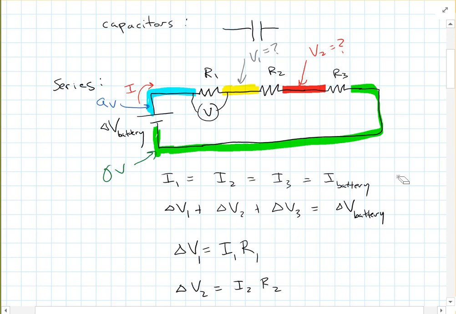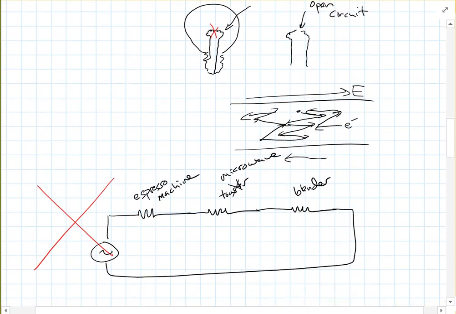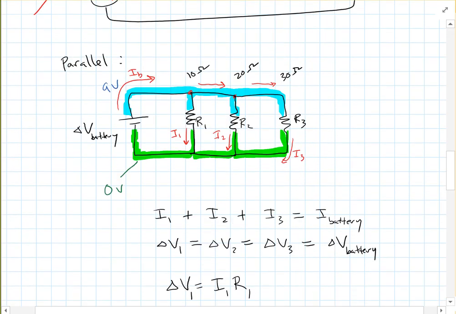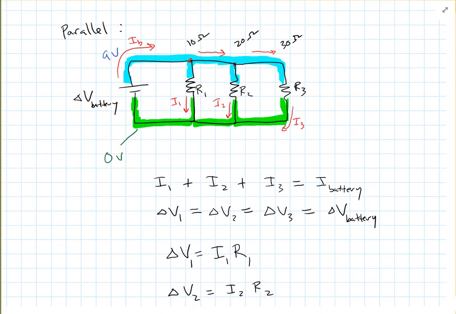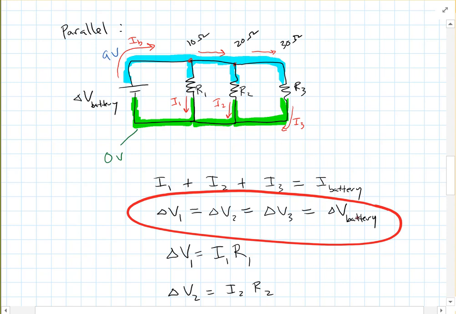Now, let's go parallel here real quick. What's the same in parallel? Delta V. So when you're measuring the voltage across some resistor, how would you want to hook up your DMM? In parallel. So you know that the voltage that your DMM is reading is the same as the voltage across your resistor because you've got them hooked up in parallel.